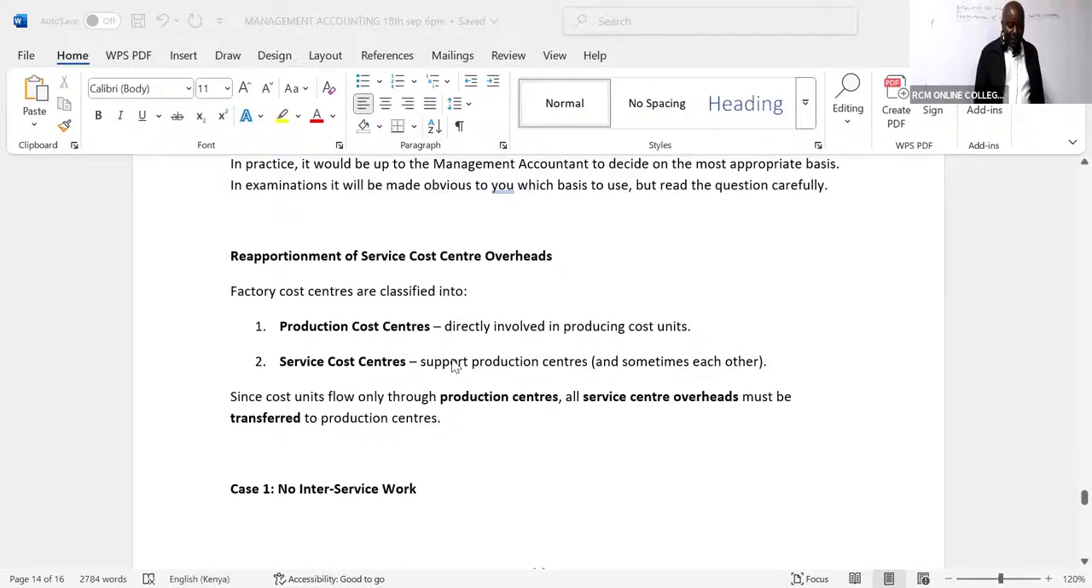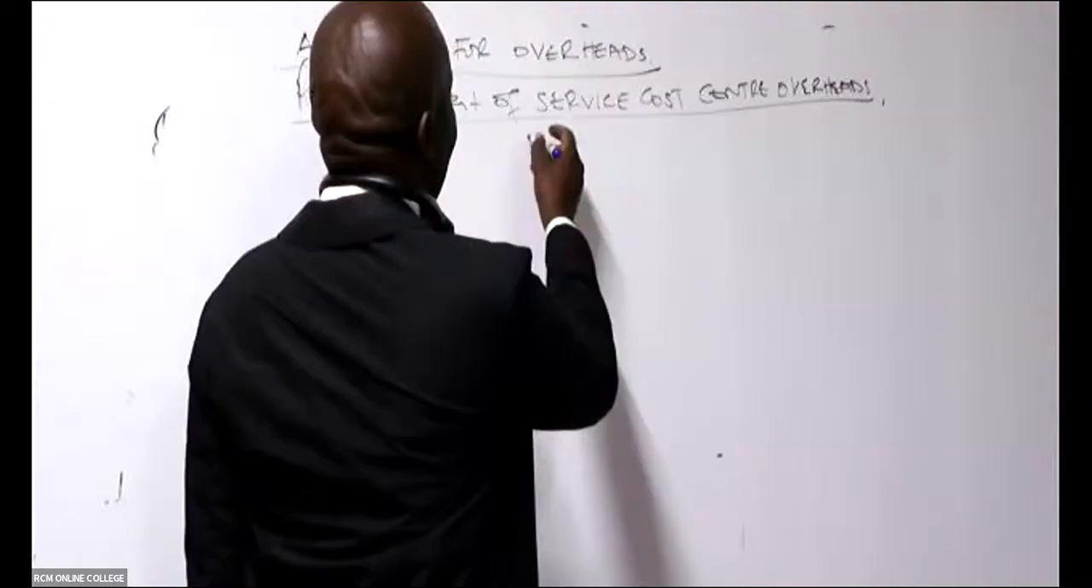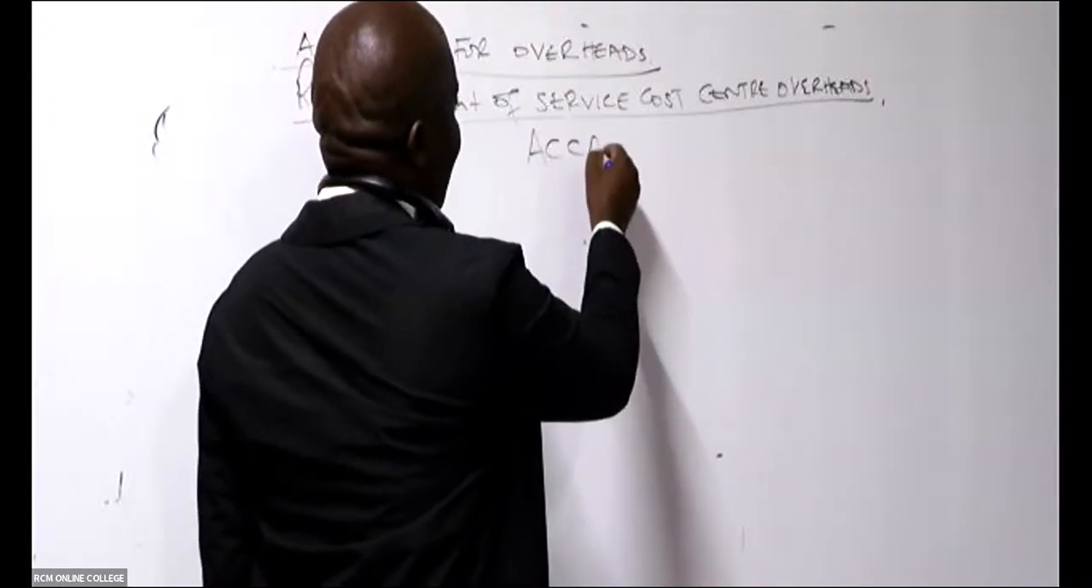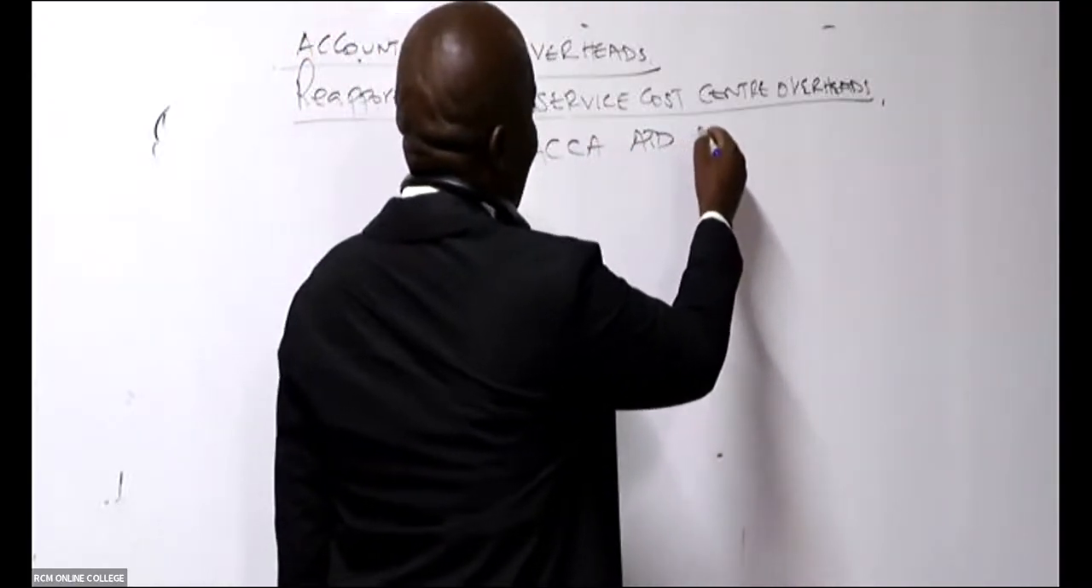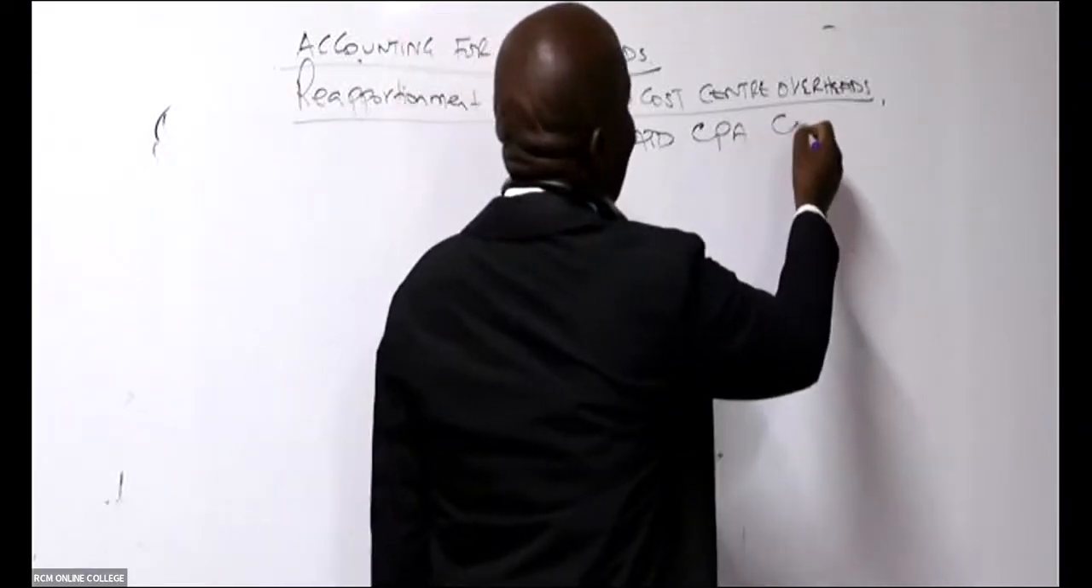So, for example, at RCM, ladies and gentlemen, we have very, very many departments. For example, we have a department called ACCA. We have a department called ATD. A department called CPA. And then, of course, we'll have a kitchen canteen.